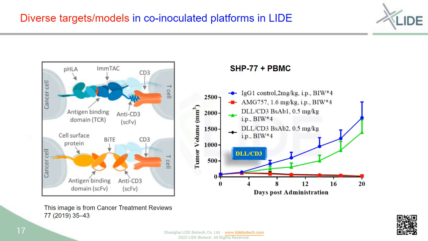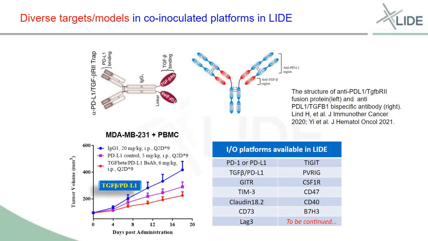Besides our melanoma and PBMC mixed model, our lung cancer and PBMC co-transfer model also works great for DLL3 and CD3 bispecific antibodies. And anti-PDL1 and TGF-beta bispecific antibody work nicely in our PBMC and MDA-MB-231 breast cancer mixed model.